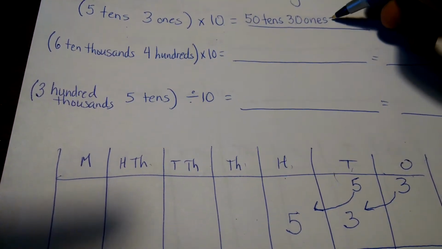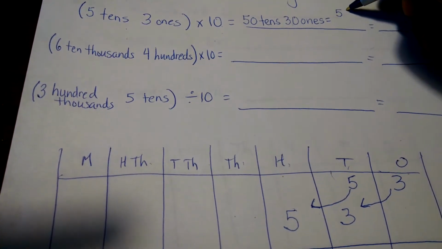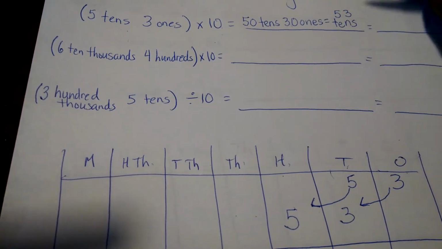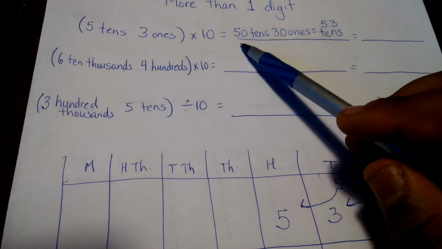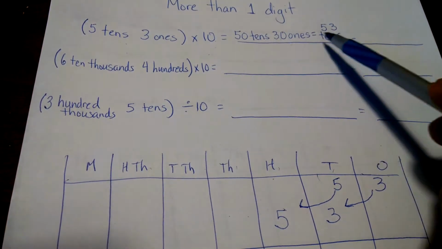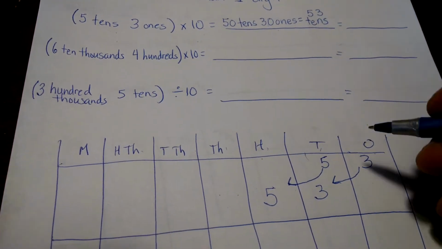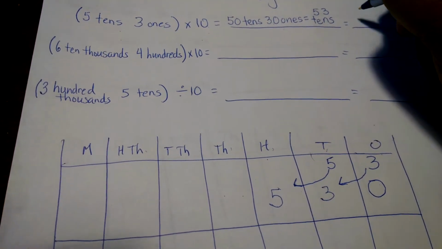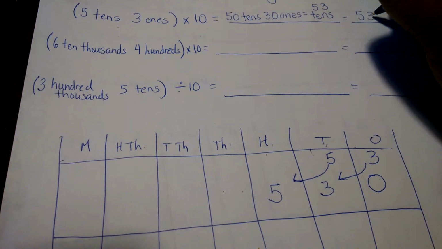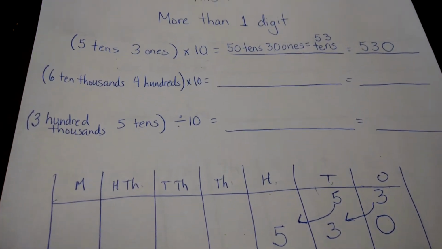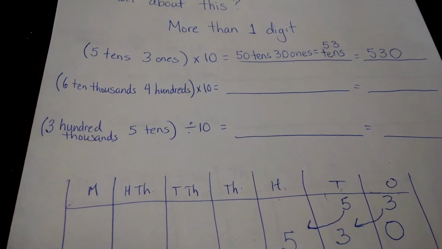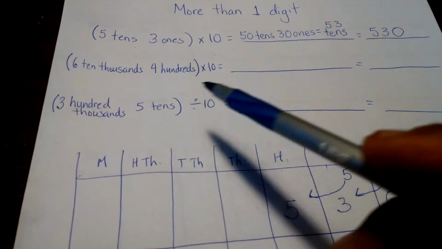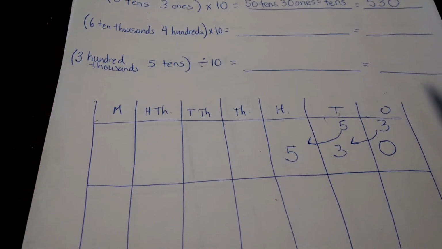So it's a little more advanced, but if you have that chart, you can really see it. So 50 10s, 30 1s. That's my unit form. And my standard form, I need a placeholder here. It's 530. Okay, no sweat.